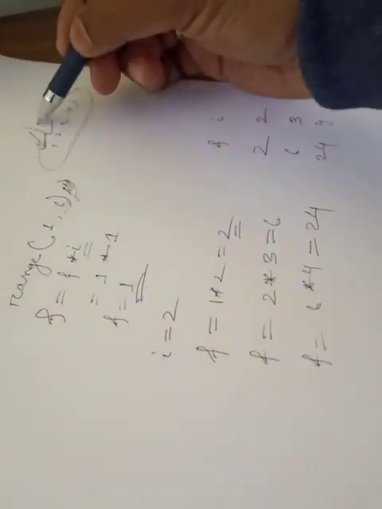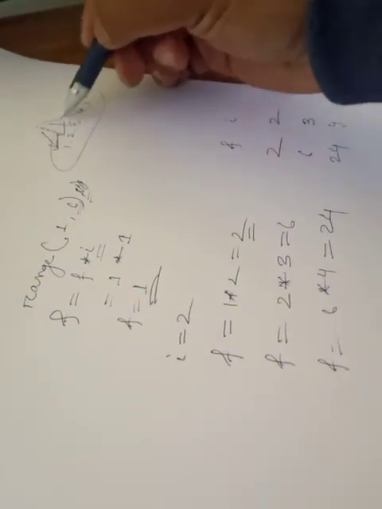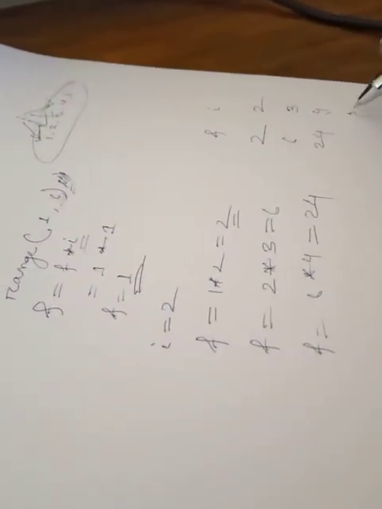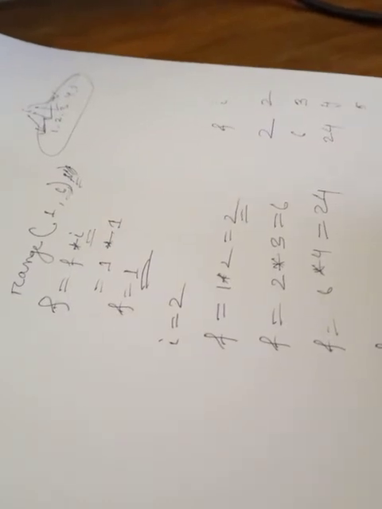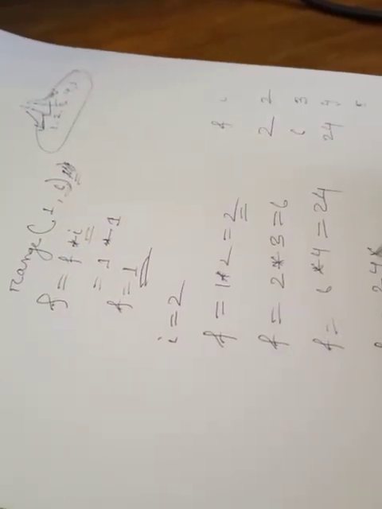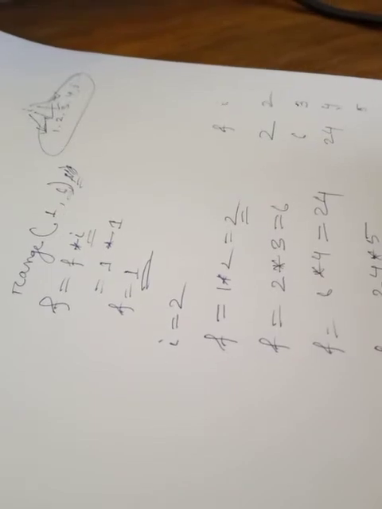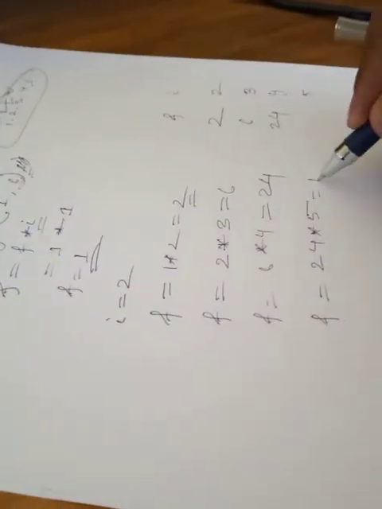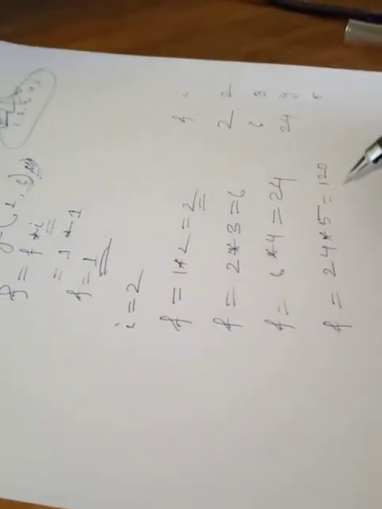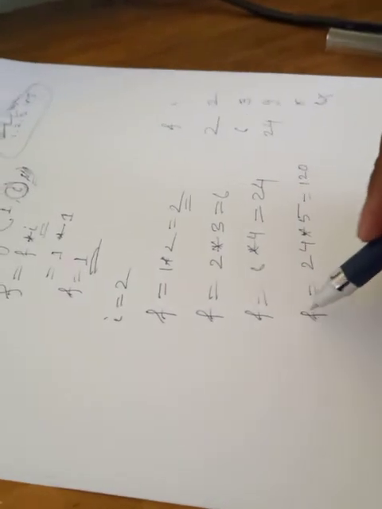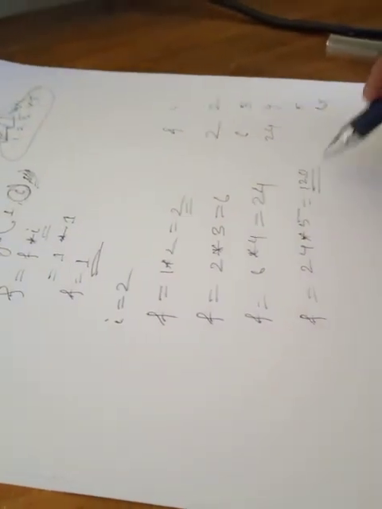Okay, so it has become 3, it has become 4, so at last again it will be incremented, it will become 5. Now f will become 24 into 5, equal to 120. Again it will check, I will become 6, but the maximum value is given as 6 here, so it will not go beyond this. It will come out of the loop and the final value of f will remain as 120.